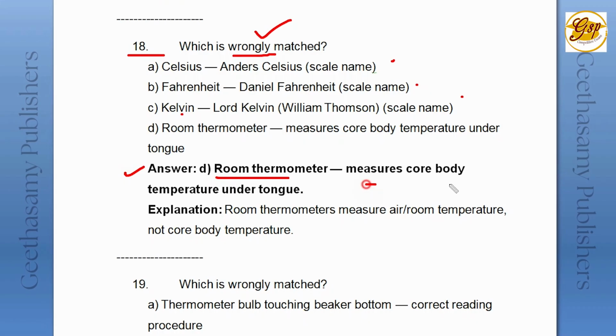Room thermometer measures core body temperature and tongue. That is wrong. So a room thermometer measures air and room temperature, not the body temperature. These are the people who invented these, so these are the names given to them. Right?